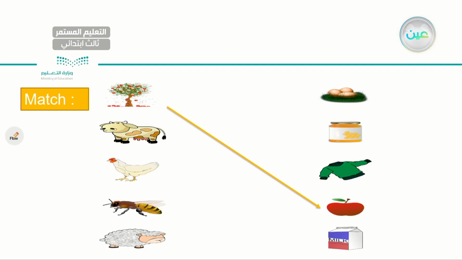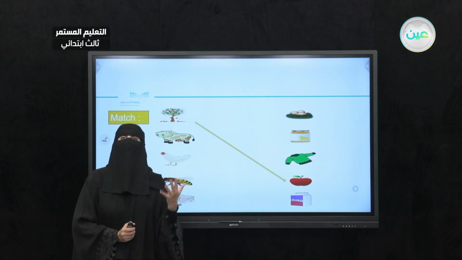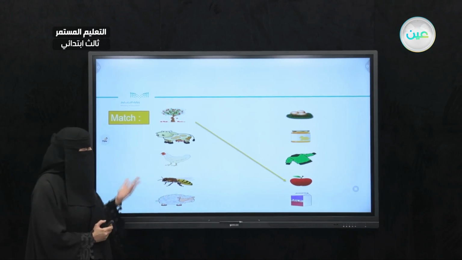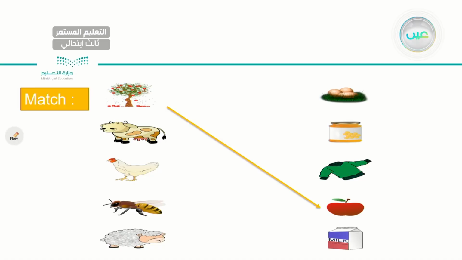Next one, I have a cow. What does a cow produce, my dear student? Here I have eggs, honey, a t-shirt, and milk. What do you think? What do we get from a cow? We get very good milk. Excellent. We get milk from a cow.